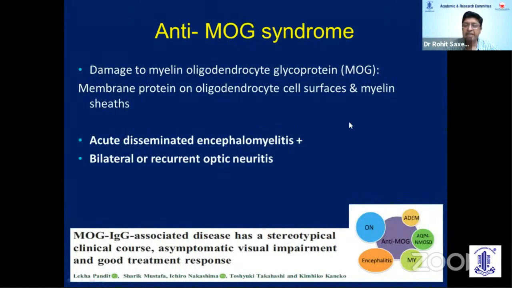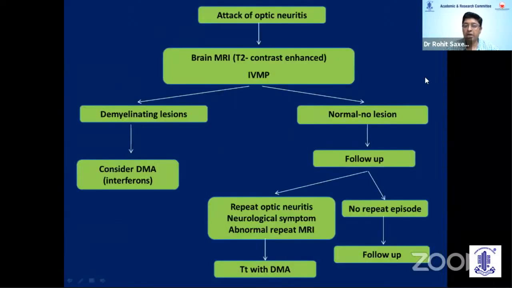Another test is the anti-MOG test, or the MOG antibodies. These patients also have an initial presentation similar to optic neuritis, but in the long term, their outcomes are different and may require different long-term treatment.